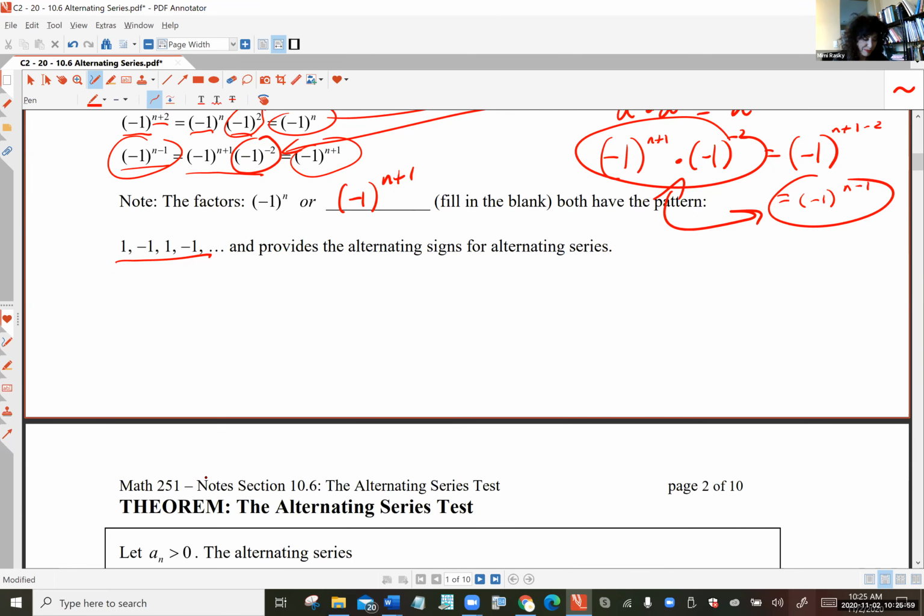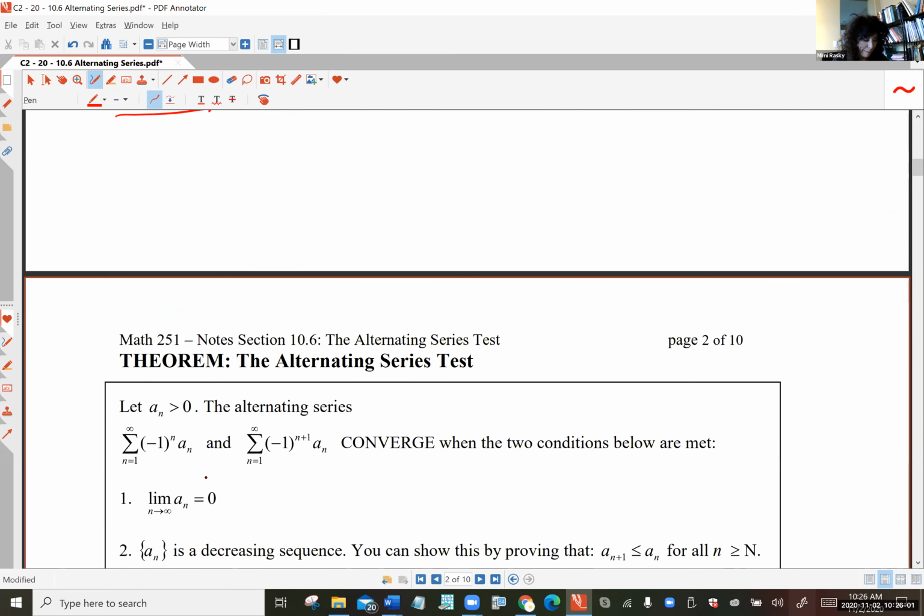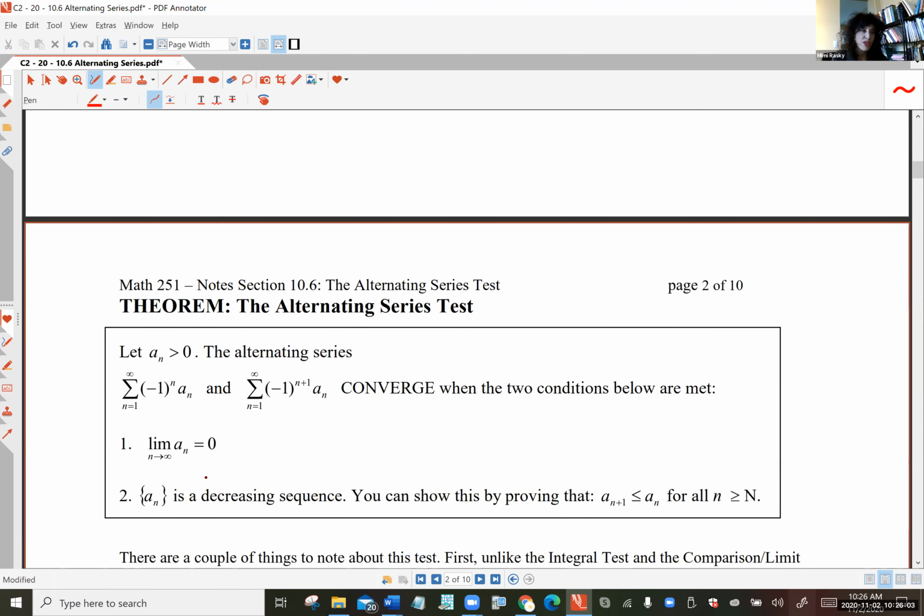Here it is, people, the AST. So when you're performing the AST, you have to do two little mini proofs for me. You have to show two things are true. And if both things are true, then you can conclude convergence.